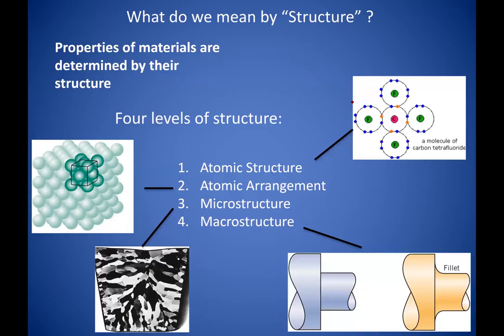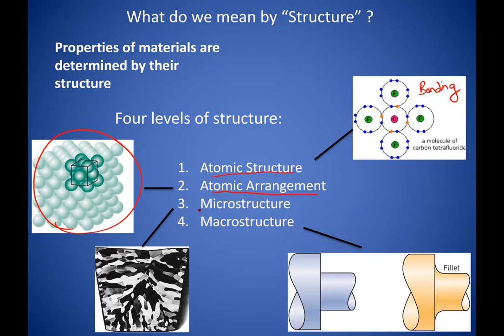So when we say structure of a material, we could mean many different levels. At the very basic level, which is what we'll touch on first, is the atomic structure. By atomic structure, what we're interested in is the bonding between atoms. You'll read about that in chapter 2. Then we move up from there and we start looking at the arrangement of the atoms into a crystal. This is the atomic arrangement level. We'll do that in chapter 3.